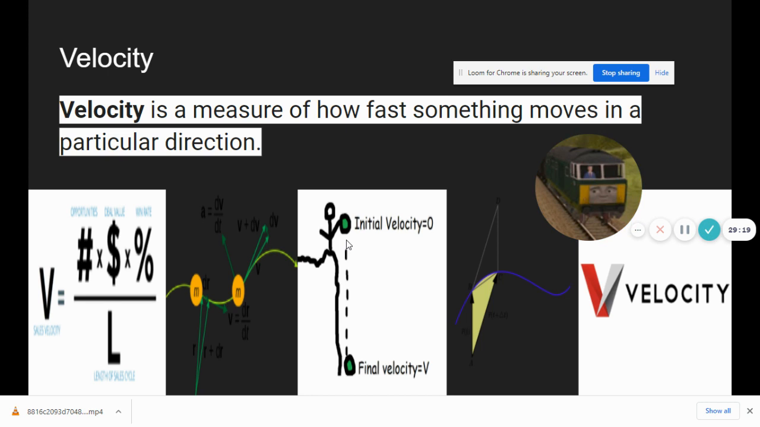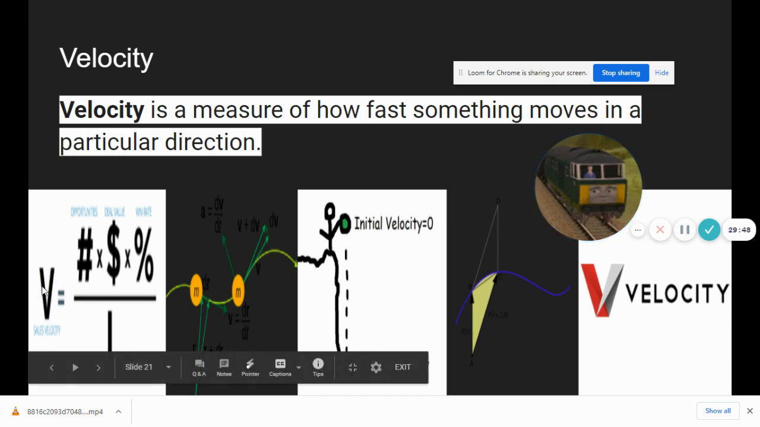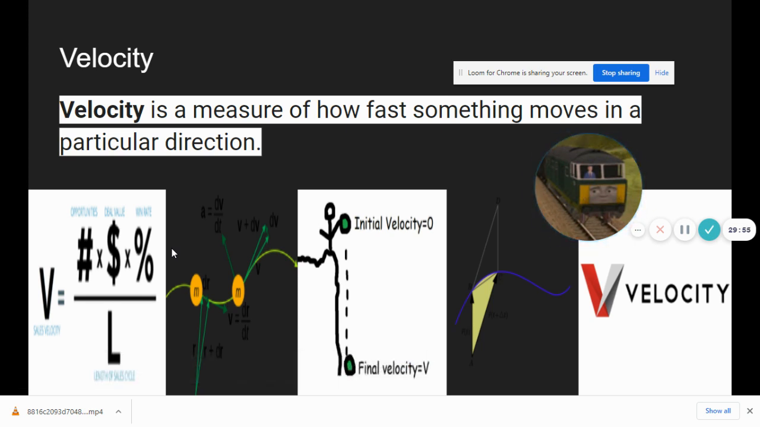The first page is about components, deal value, and win rate. So v equals the number of deals times dollars times percent divided by L. You can see the V is sales velocity. Velocity is the number of deals times dollars times win percent divided by L, which is the length of the sales cycle. This is about the second picture.